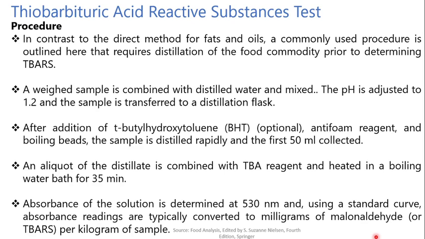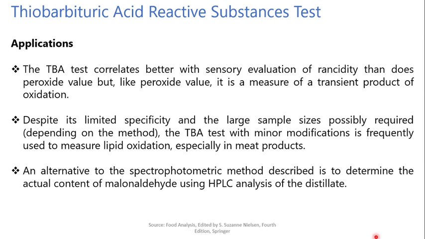Then an aliquot of distillate is combined with TBA reagent and heated in a boiling water bath for 35 minutes. So the absorbance of the solution is determined at 530 nanometer, and using a standard curve, absorbance readings are typically converted into milligram of malonaldehyde or TBARS per kg of the sample. Now what are the applications?